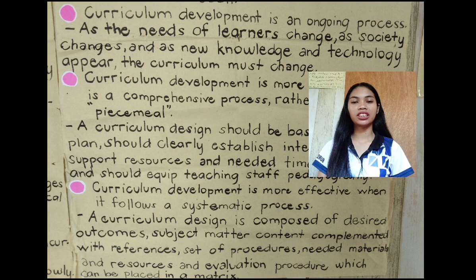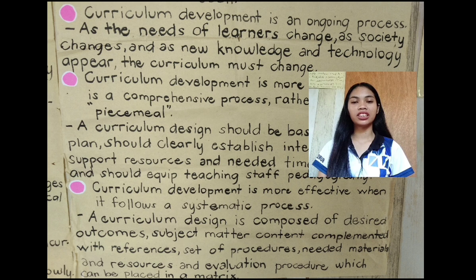In which, when the curriculum is agreed upon, the government also supports them by paying for the books and materials needed by the teachers. So, before they use the needed materials. Nine, curriculum development is more effective when it follows a systematic process.